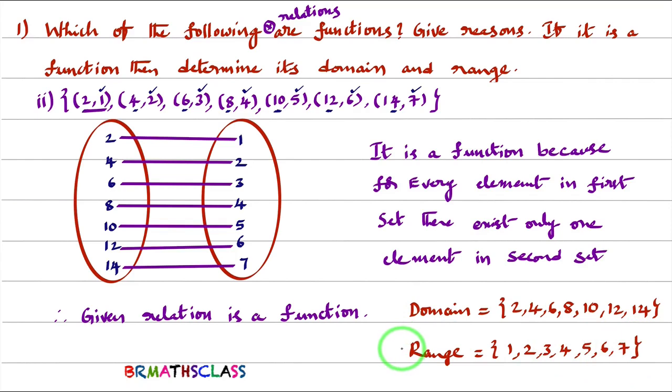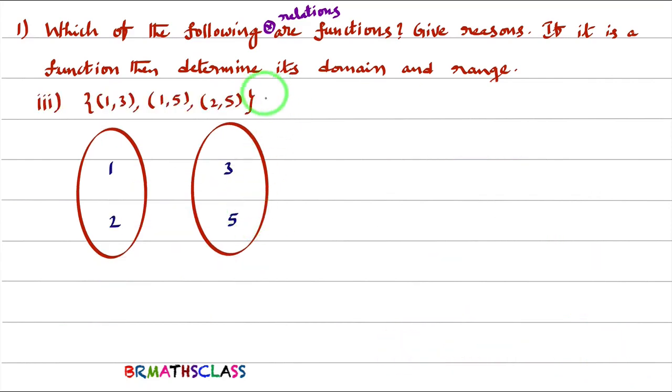Now we will discuss the third part of this question. This is the third relation given in the question. We know that all first elements belong to the first set, so I wrote all first elements in the first set. We know that all second elements in the ordered pairs belong to the second set, so I wrote these second elements in the second set.